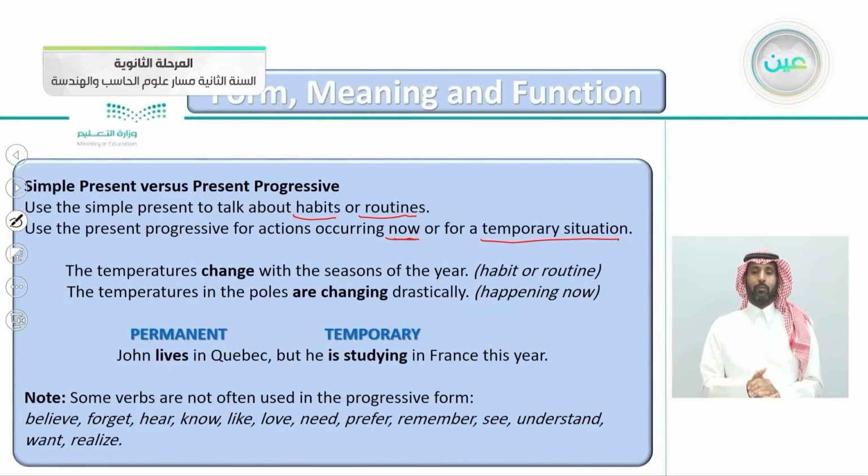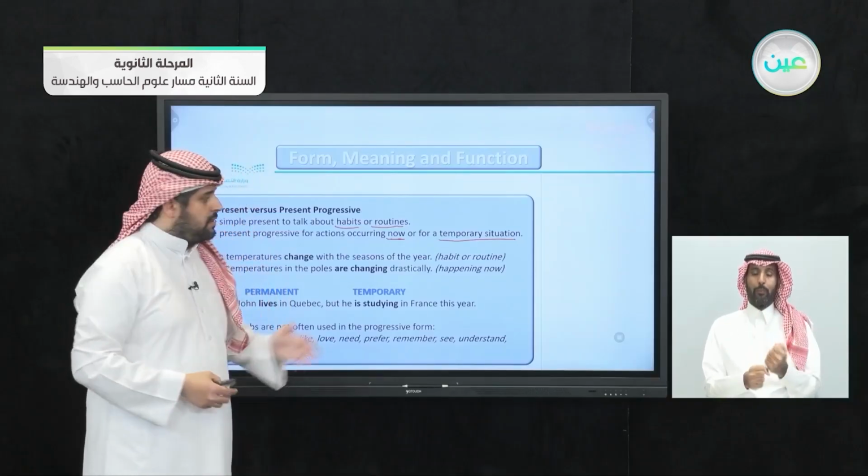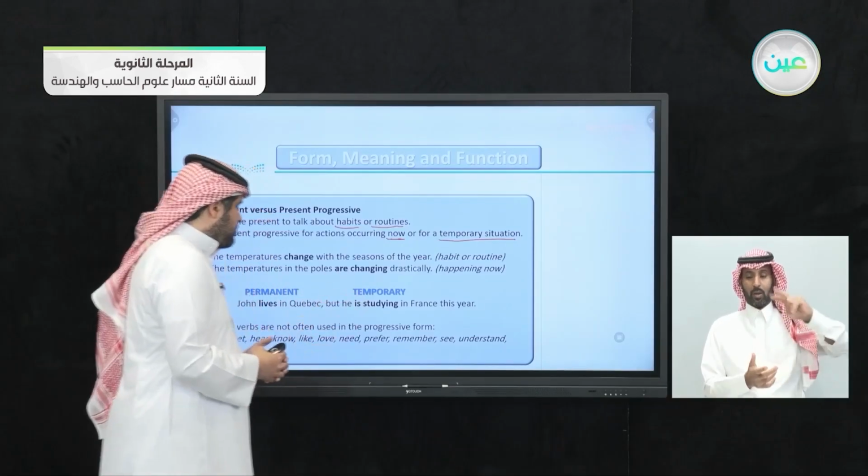The temperatures change with the seasons of the year. This is a habit or routine. Of course, the temperature changes from the winter to the summer. So this is a yearly routine. The temperatures in the poles are changing drastically. This is happening now. When you say the temperatures in the poles are changing, this is happening now, so this is the progressive.